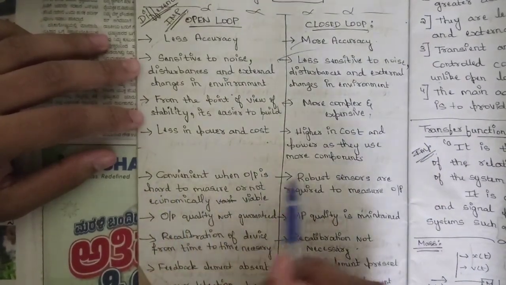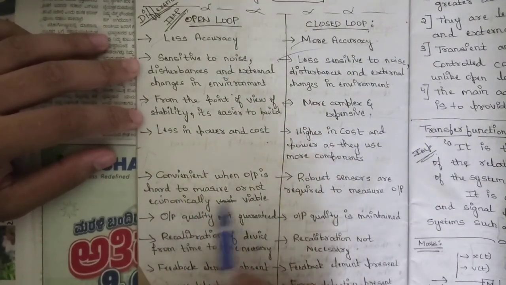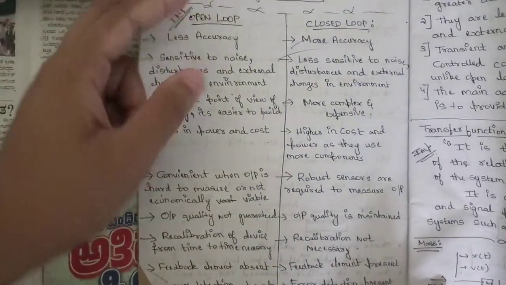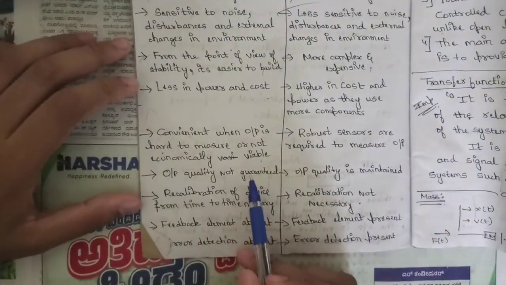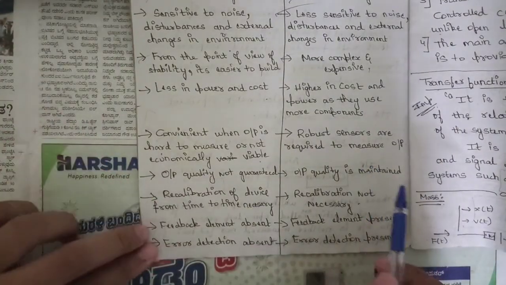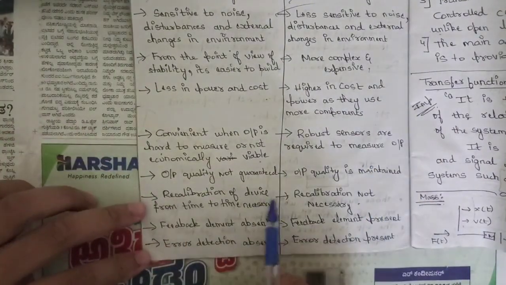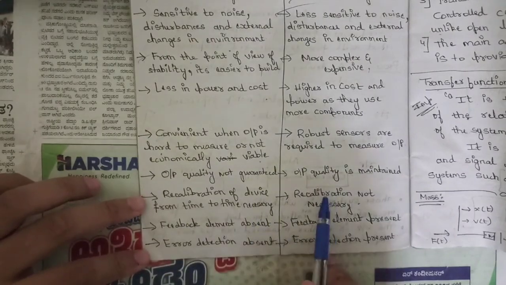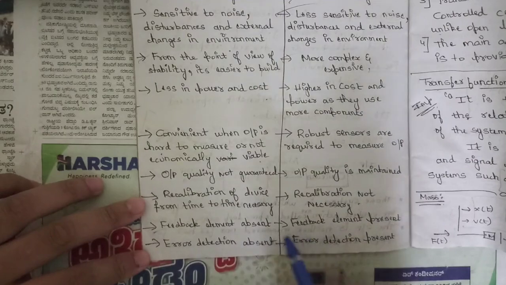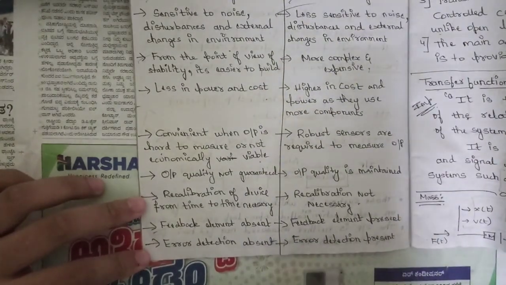Open loop is convenient when output is hard to measure. Robust sensors are used in case of closed loop control system. Output quality is not guaranteed in open loop control system. Output quality is maintained and guaranteed in closed loop. Recalibration of the device from time to time is necessary in open loop. Recalibration is not necessary in closed loop. Feedback element is absent in case of open loop, and feedback element is present in case of closed loop control system.